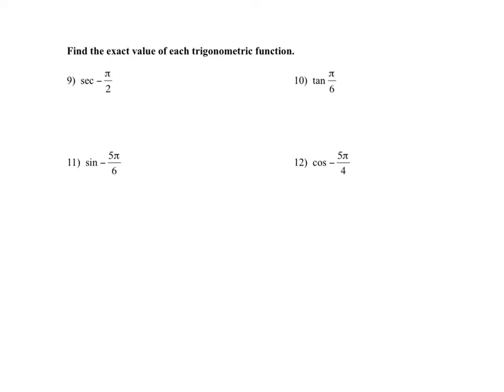If we were to do this one, let's do that one. Sine of negative 5 pi over 6. So positive 5 pi over 6 is just before pi. It's right there. So if I'm wanting to do negative 5 pi over 6, it's going to be over here.